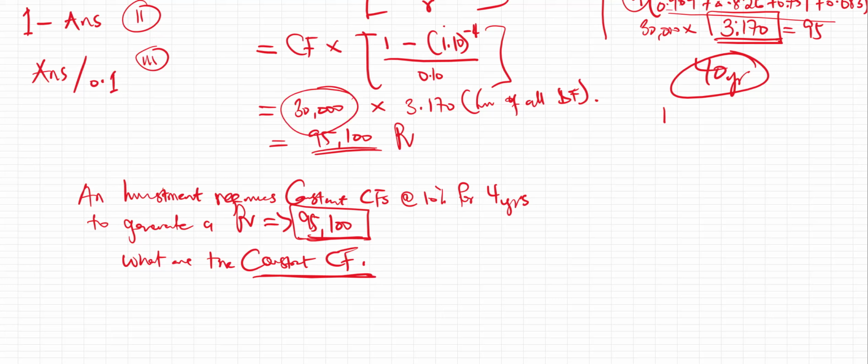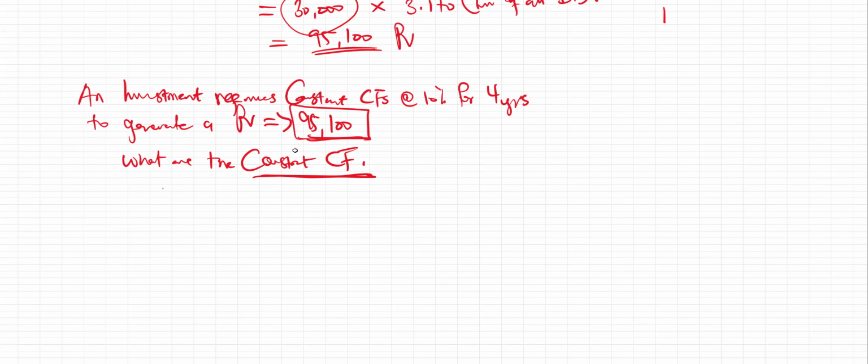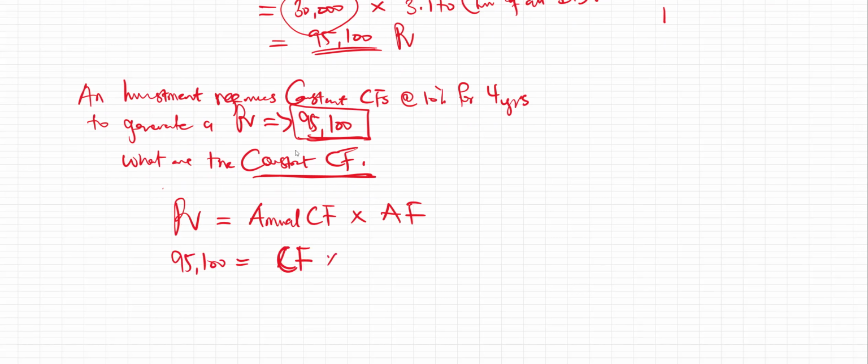What if it wasn't given? Then you work your way back. So you are saying that the present value is equal to what? Your annual cash flow, your annuity times the annuity factor. Isn't it so? Now, this one was 95,100. We don't know the cash flow, so let's call it CF. But we know the annuity factor was 3.170. So what is the annual cash flow that will give us this?